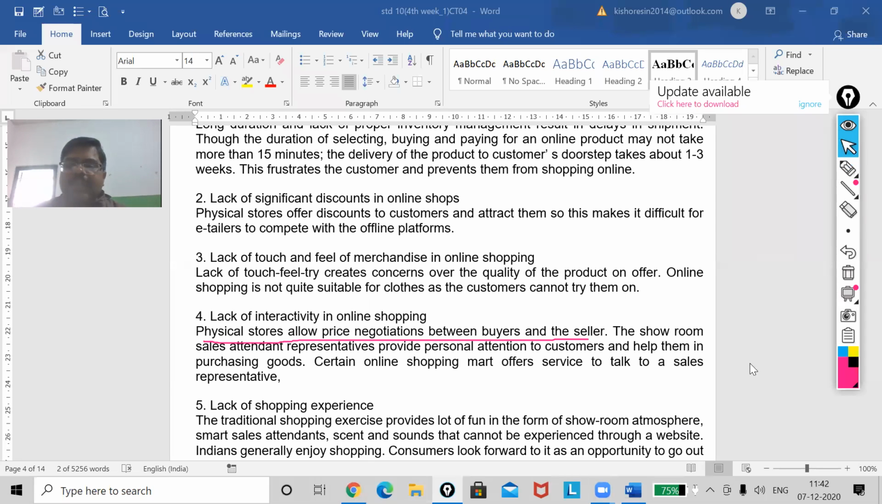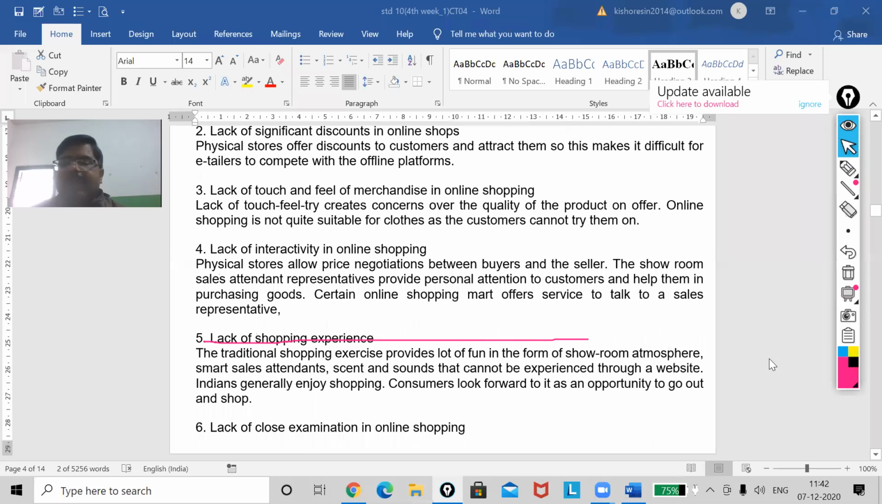Now, next one is the lack of shopping experience. Okay. Now, traditional shopping provides a lot of fun in the form of showroom atmosphere. Yes, smart sales attendants. Yes, sights and sounds that cannot be experienced through a website. That means here you will have fun. You will get the experience also.